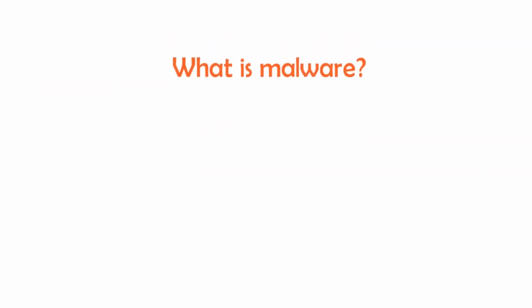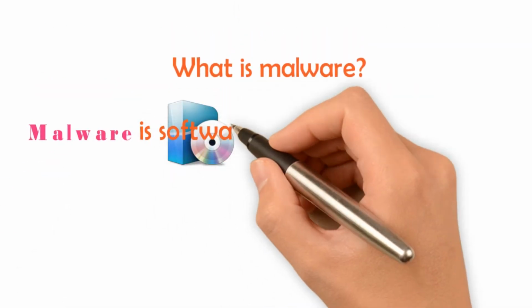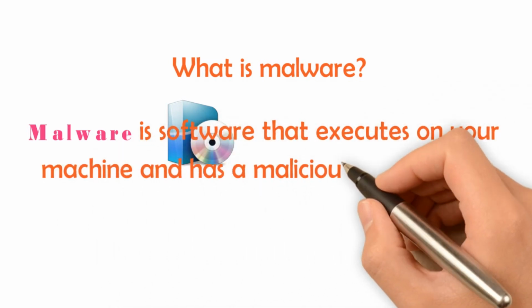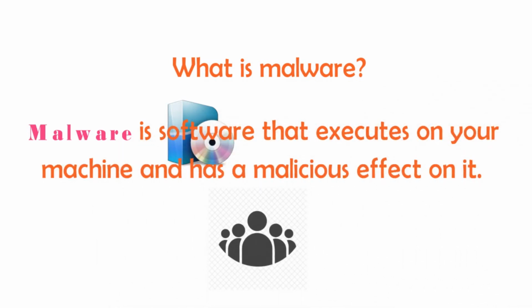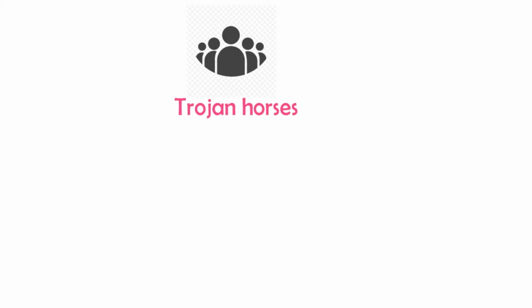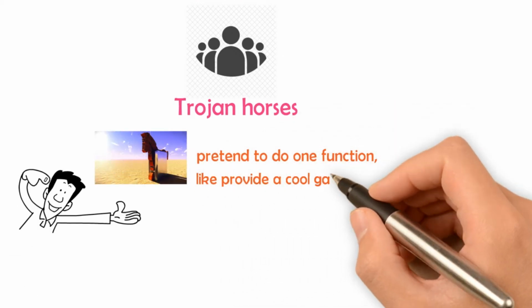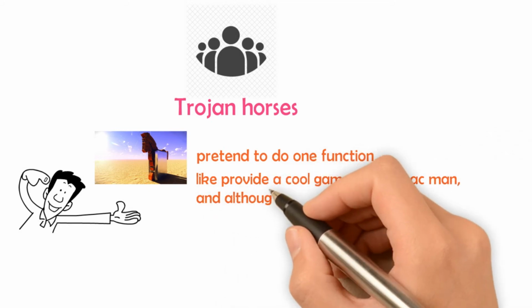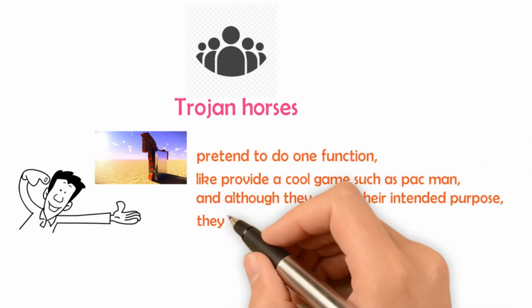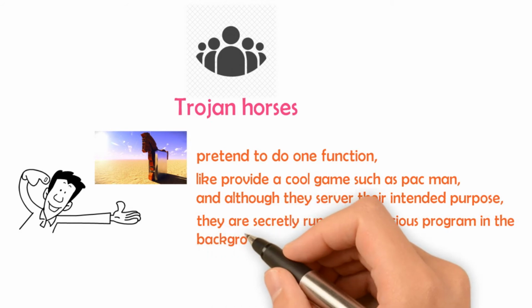What is malware? Malware is software that executes on your machine and has a malicious effect on it. Here are the malware cast members. Trojan horses. This software pretends to do one function, like providing a cool game like Pac-Man or something. And although they serve that intended purpose, they are secretly running a malicious program in the background.